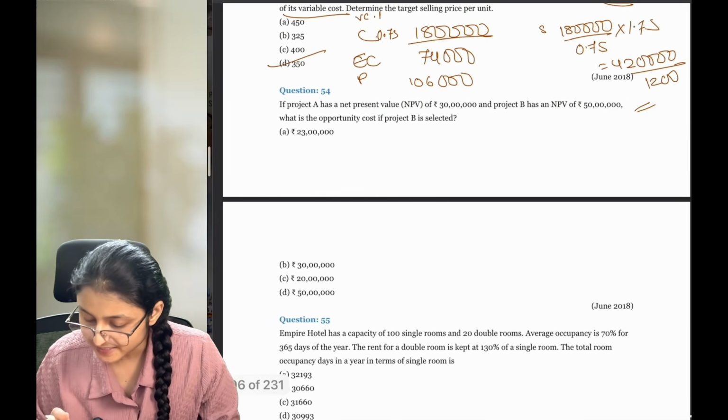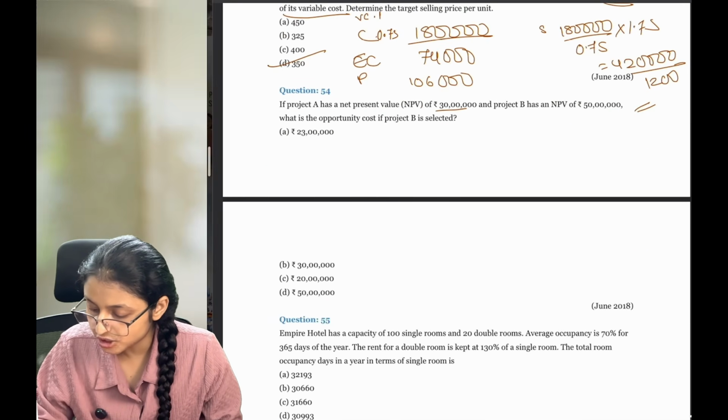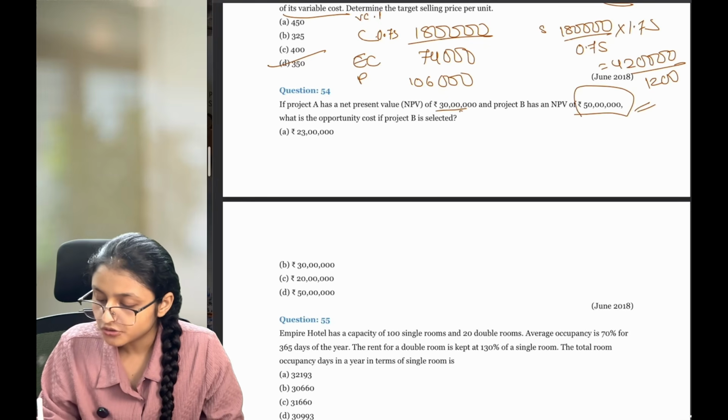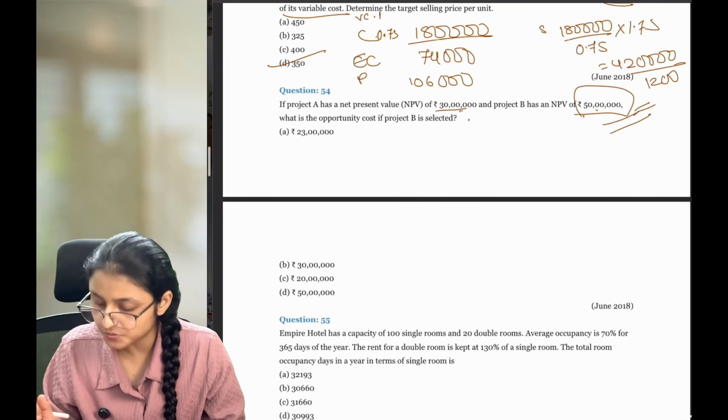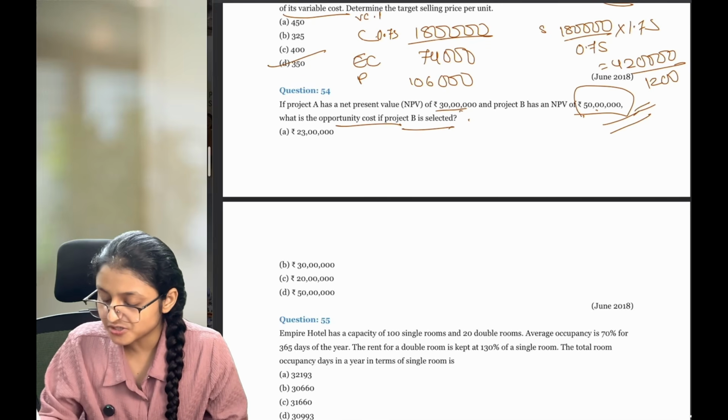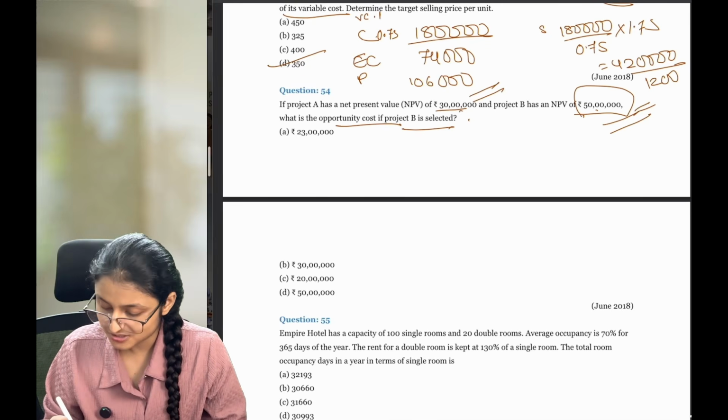Okay? If project A has a net present value of 30 lakh and project B has a net present value of 50 lakh, you're going to prefer the project which is having higher net present value. That means project B is going to be preferred. So what is the opportunity cost of project B? Next best alternative, which is 30 lakhs.